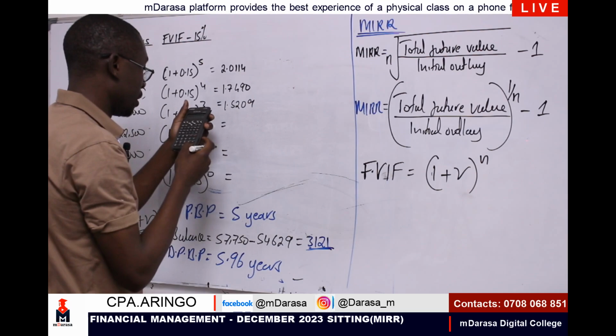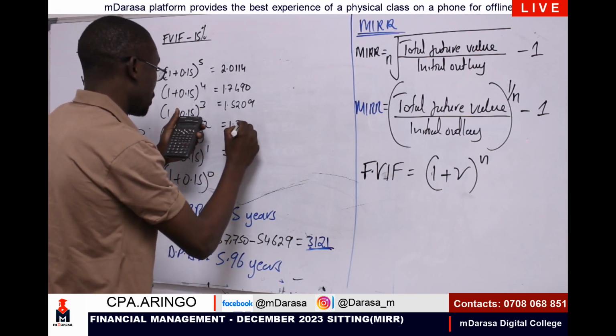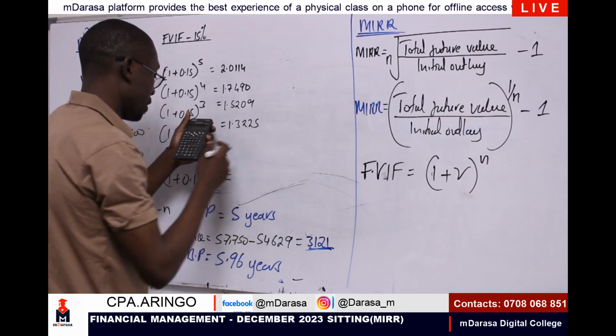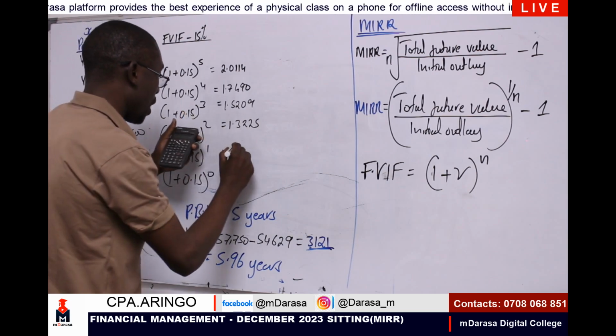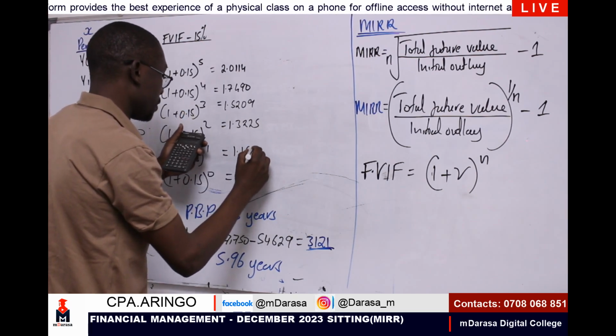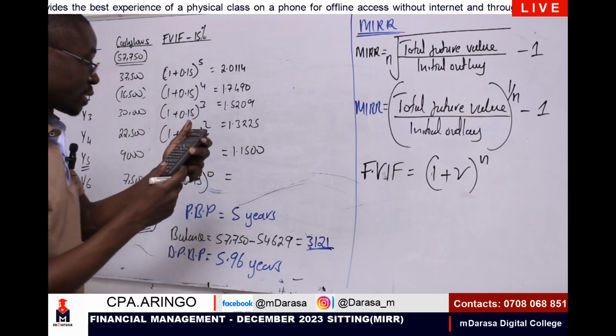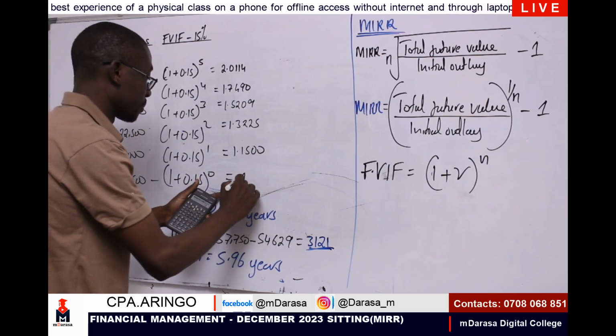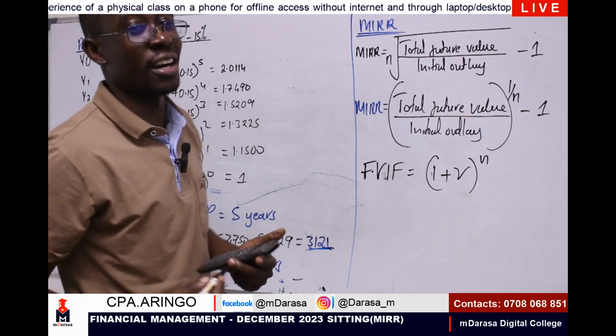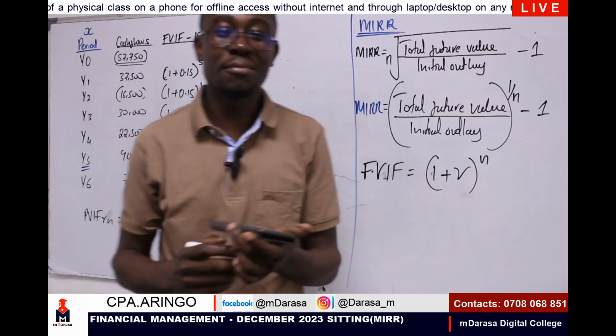1.5209 equal sign, 1.3225 equal sign, 1.1500 equal sign 1. See? Just to make our work easier. First of all, you understand the concept, then you can use what?